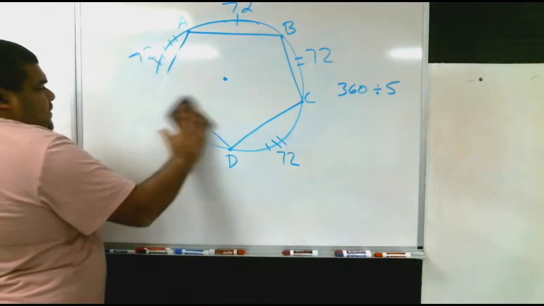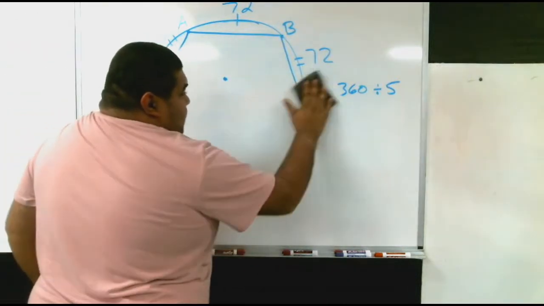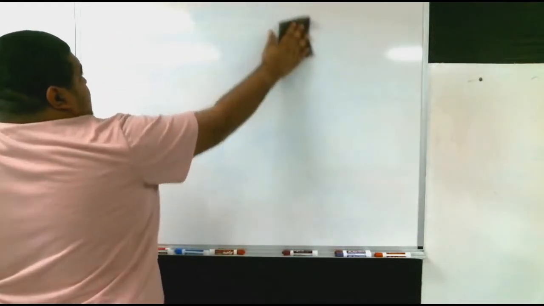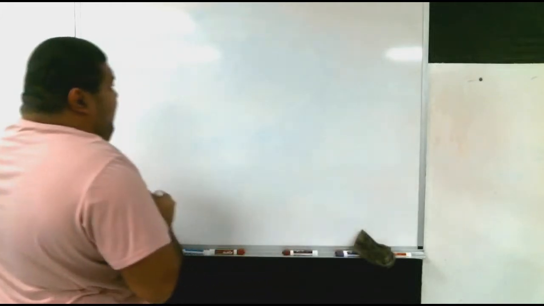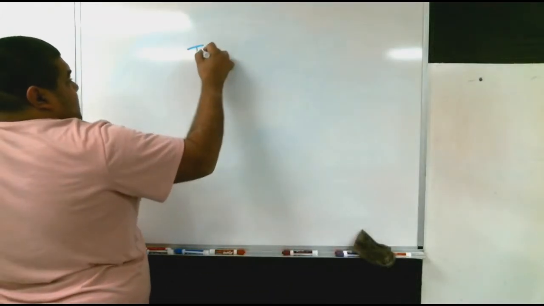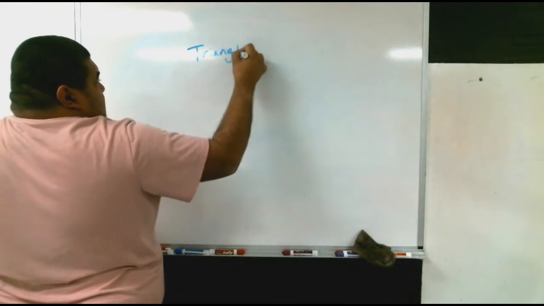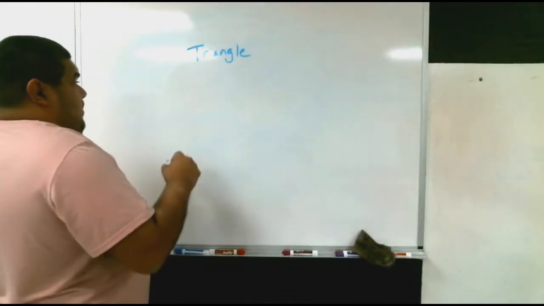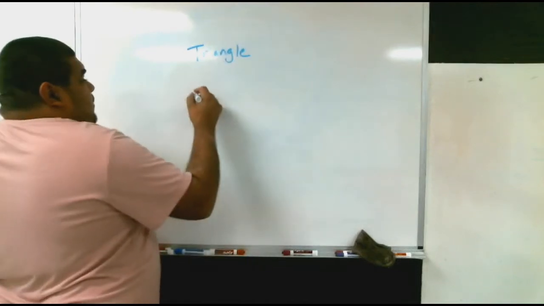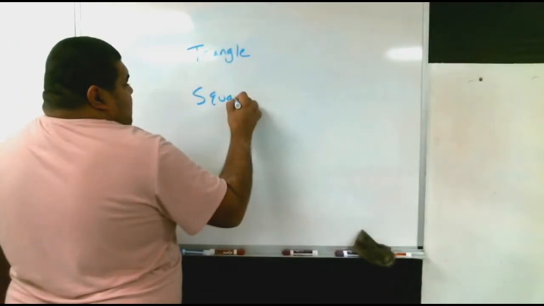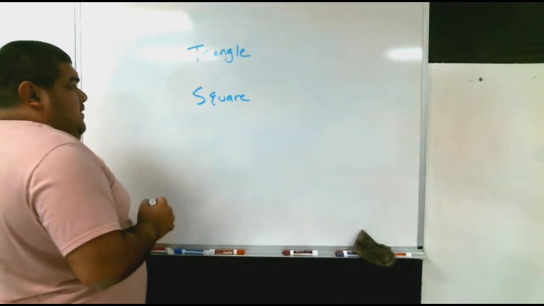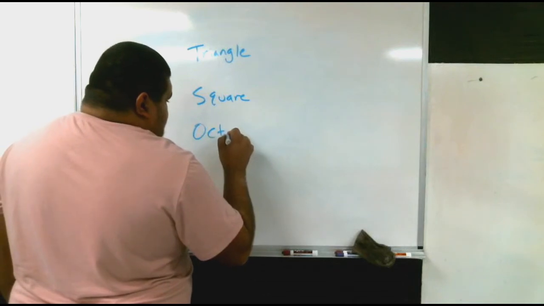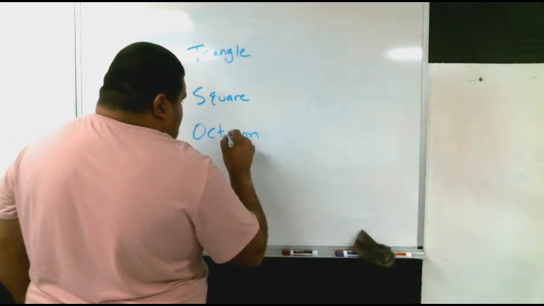Now it's your turn. The ones I want you to do, you're going to do the same thing. You are going to have a triangle inside your circle, so an inscribed triangle. You're also going to have an inscribed square, and finally an inscribed octagon.